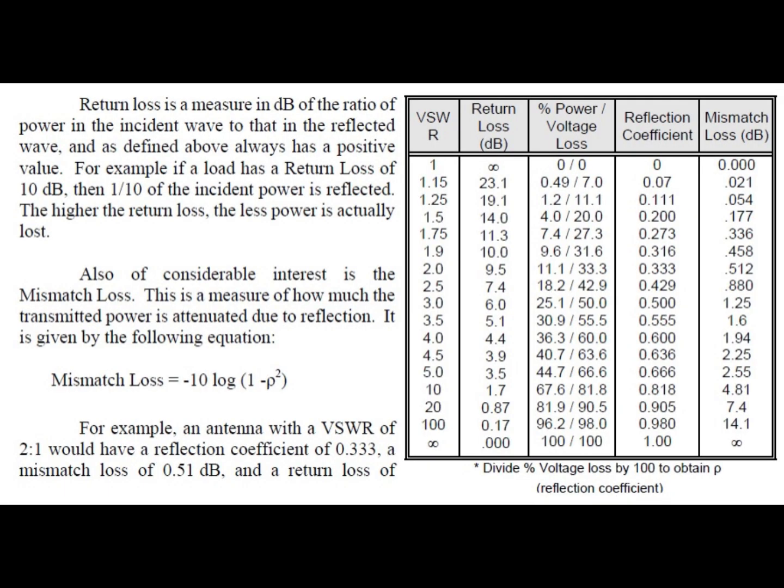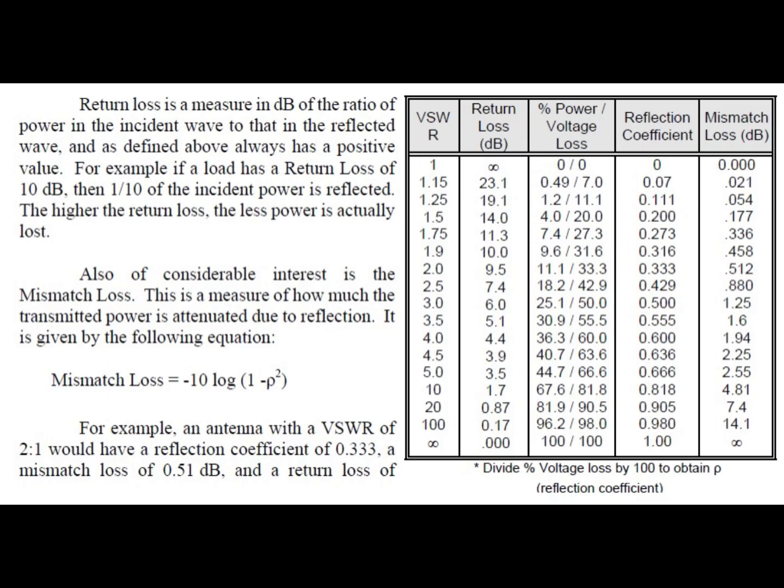First, return loss. Simple explanation. Return loss tells us how much of the incident power is reflected back from the load. It is always a positive value. If return loss is high, it means very little power is reflected. So higher return loss equals better performance. Example: if the return loss is 10 dB, it means only 1/10 of the incident power is reflected.